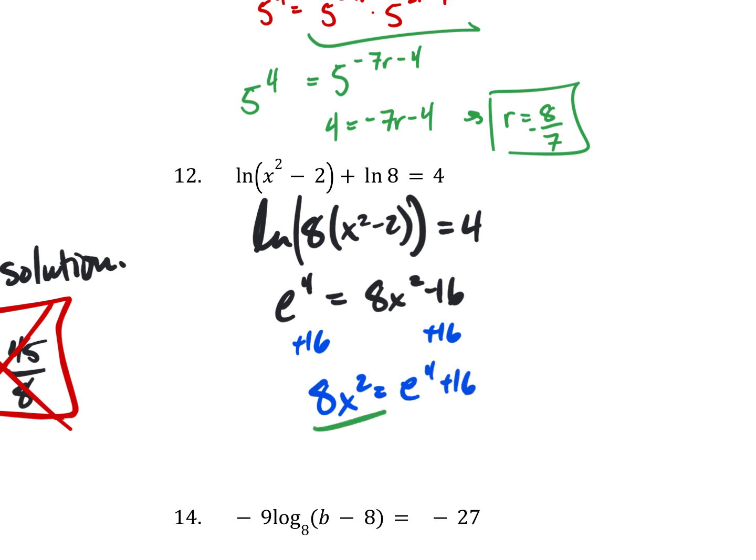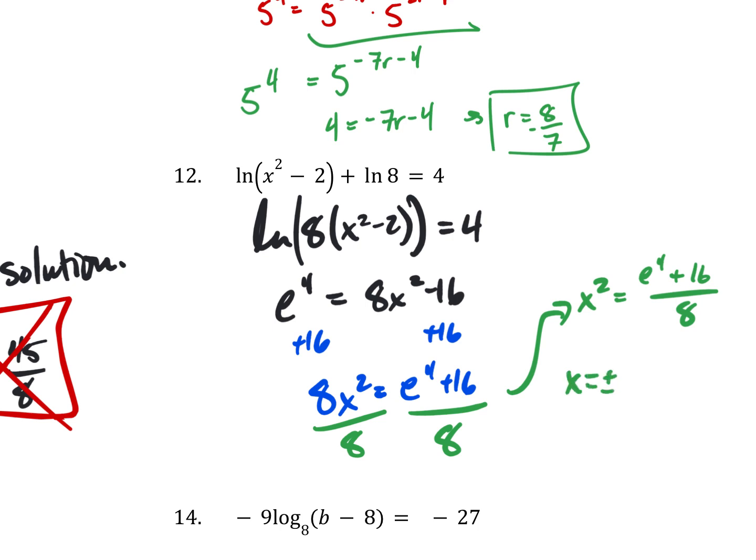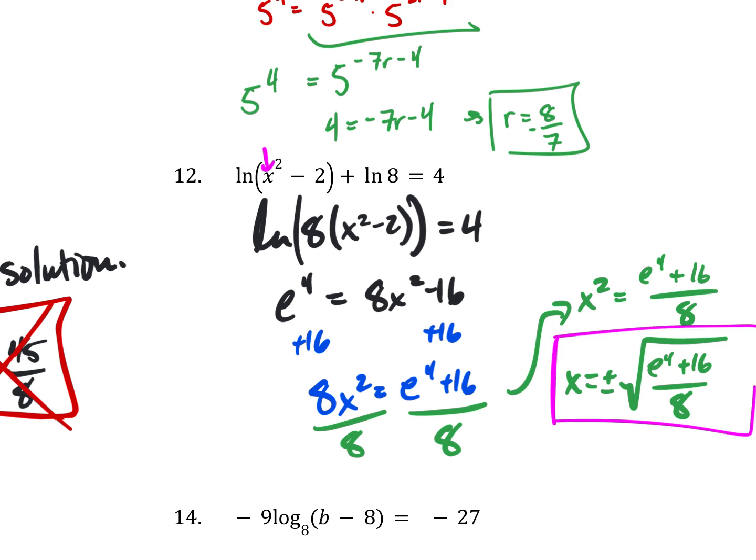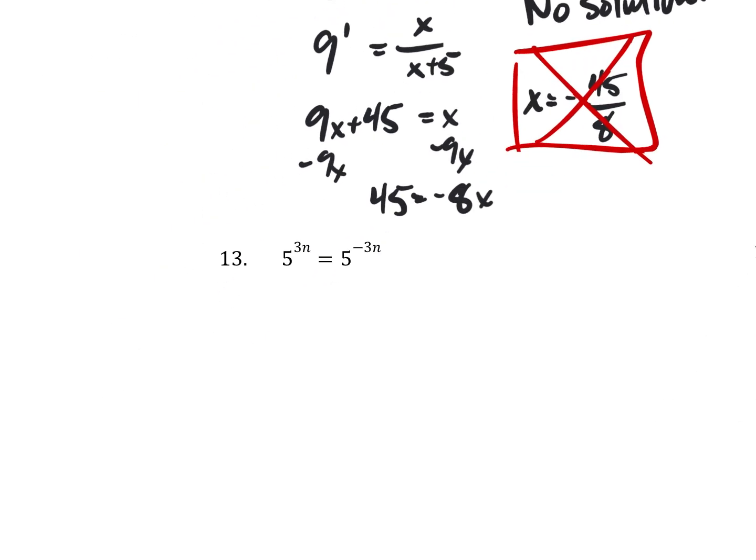This is where you can write it a couple of different ways, but I'm going to go with this. I get x squared equals e to the fourth plus 16 all over 8, and then take the square roots. I get x equals plus or minus the square root of e to the fourth plus 16 all over 8. Both of those are going to work just fine because when you put in the negative here, it still becomes positive when you square it. So everything's positive anyway.